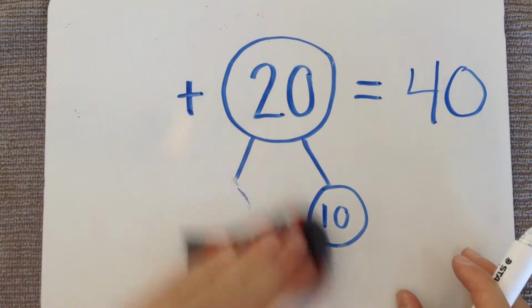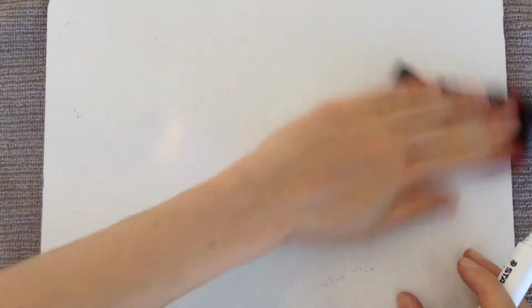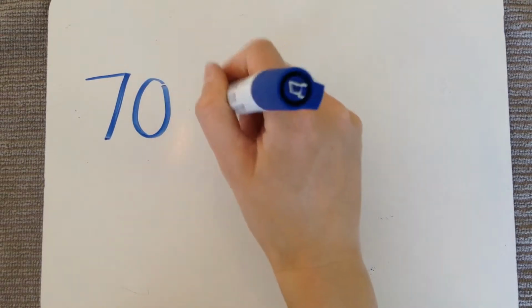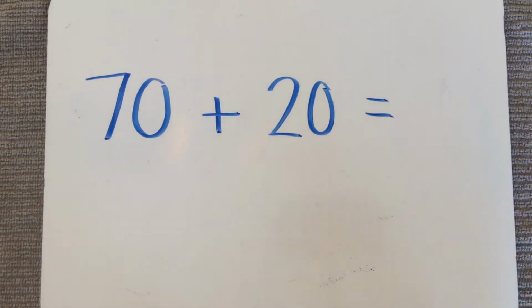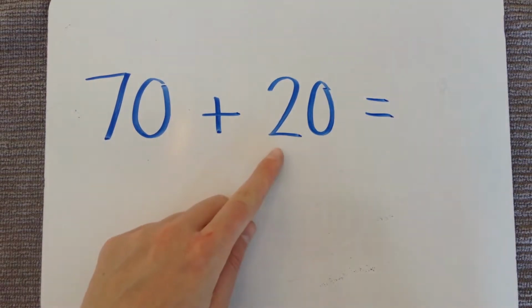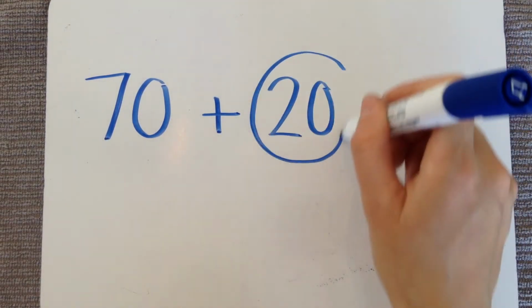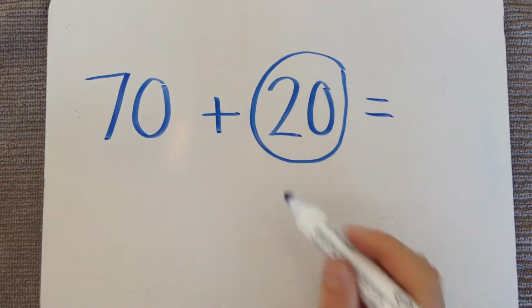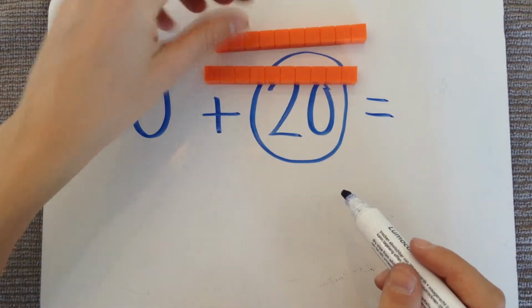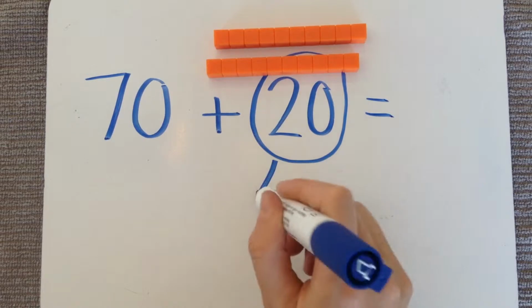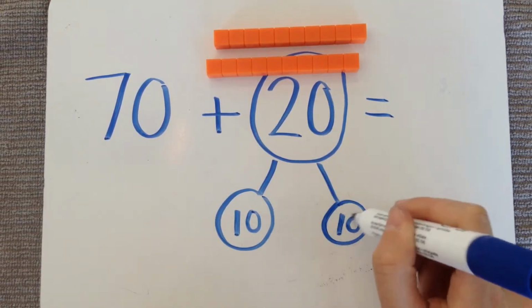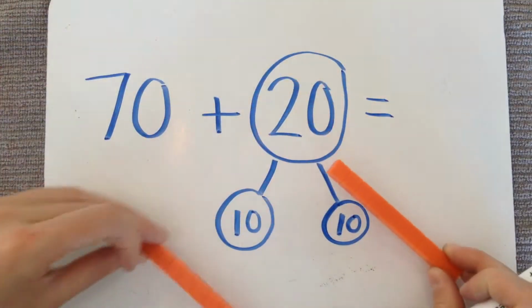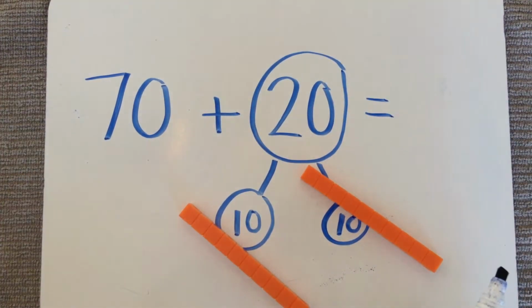Let's try this again. Here's the question, 70 plus 20 equals. Let's try the same trick we did last time. We'll think about the number 20 in a different way. This is what 20 looks like. 20 is really just the same thing as 10 and 10 more. It's just a different way of writing it.